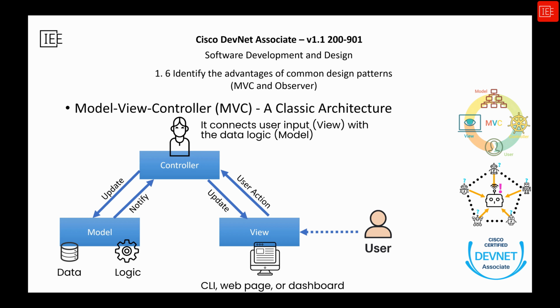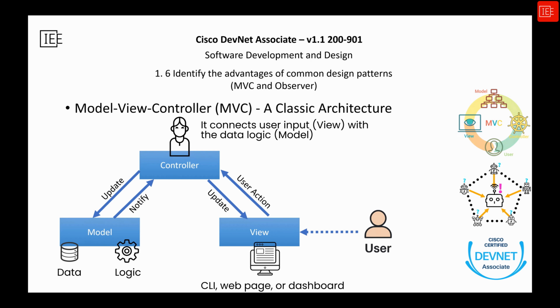It listens to what the user wants to do, maybe clicking a button or entering some data or requesting a new report, and then it tells the model, hey, go fetch this information or update that record. And once the model does its work, the controller passes that result back to the view so the user sees the updated outcome.